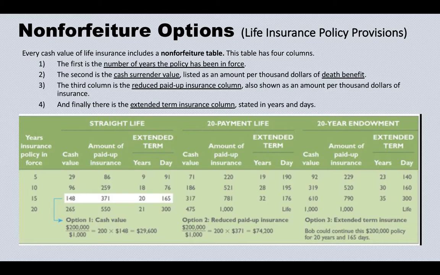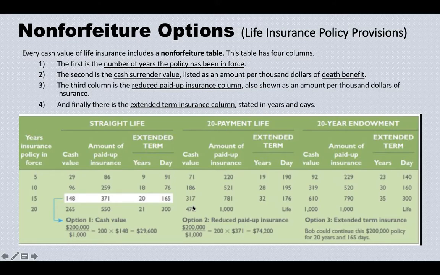The policy term is 15 years. So if you surrender today and you want to take the cash value, there's a calculation here. You will get $29,600. You take the cash value away. So that's it. You can take the $29,600 cash value.